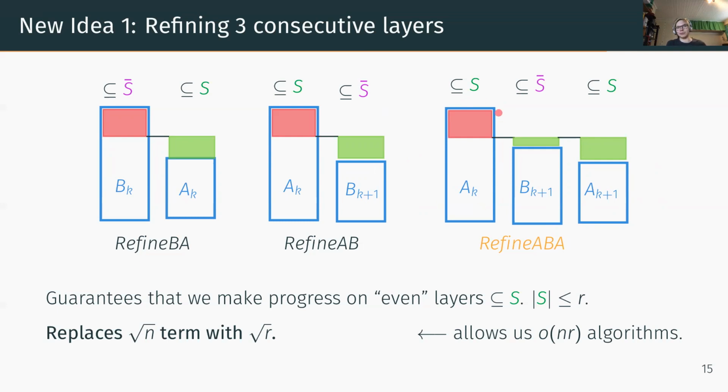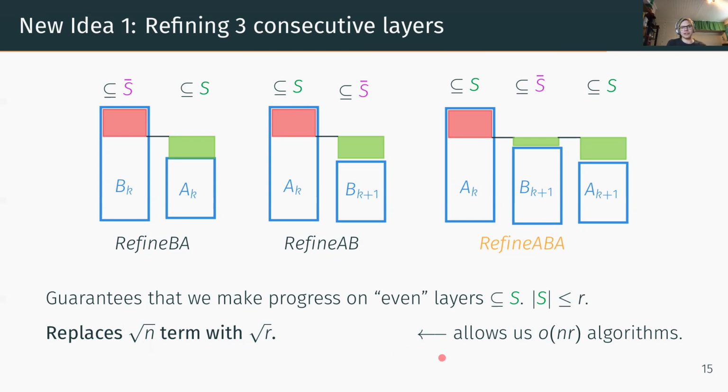And this is useful because we can bound the number of vertices in the even layers by r instead of n, and r can be much smaller. So in the end, this new idea helps us replace a squared n term in the final query complexity of our approximation algorithm with a squared r term.